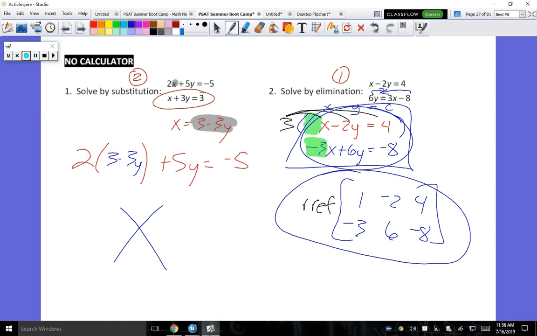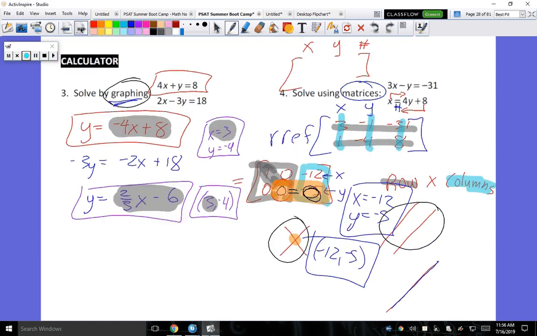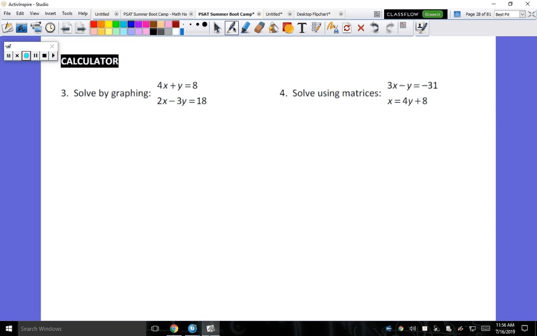Okay. All right. So let's move on, guys. Let's move on to this one. Anyway, solving matrices and solving by graphing. This right here we did row reduced echelon form, did we not? Okay. So let's do this real quick just to build the matrix.